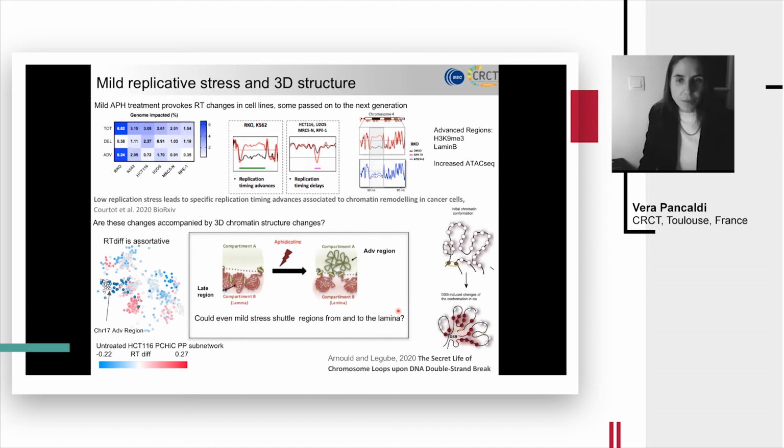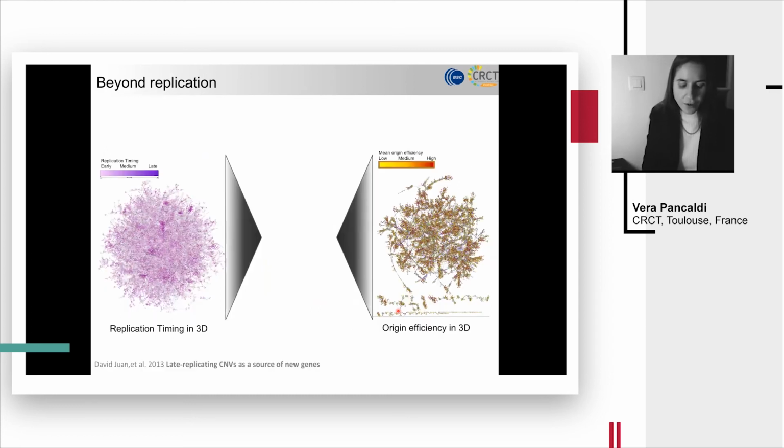This is still a very much open question, but it's very interesting, and I think it will require further work to be addressed. So I just wanted to conclude going a little bit beyond replication. I've shown that basically replication timing is very assortative. You can see here these blobs that form. And also efficiency of origins of replication is assortative. So again, you have little clusters across the genome.